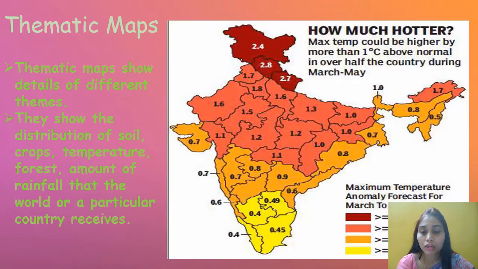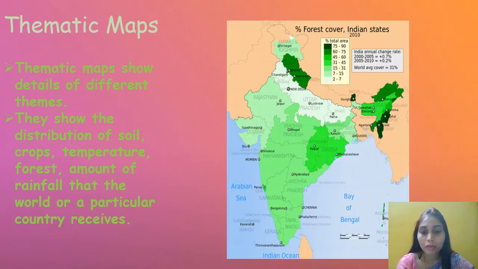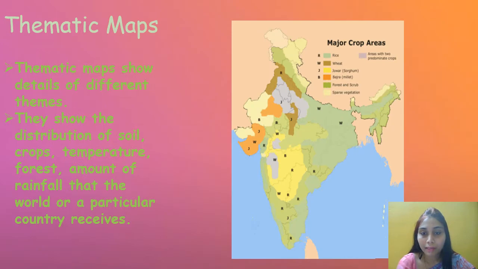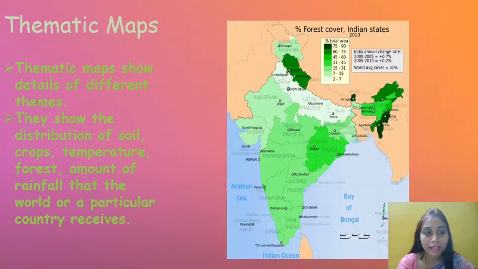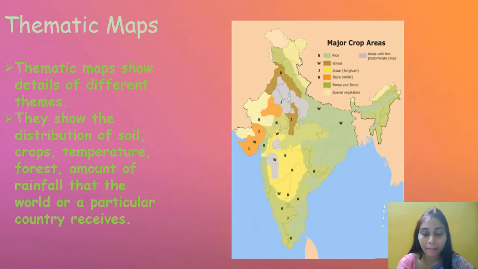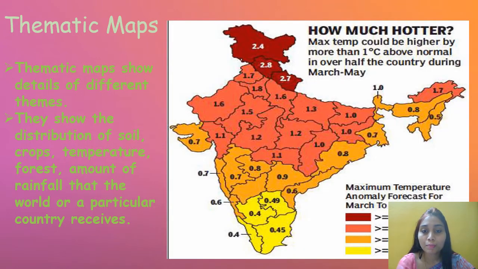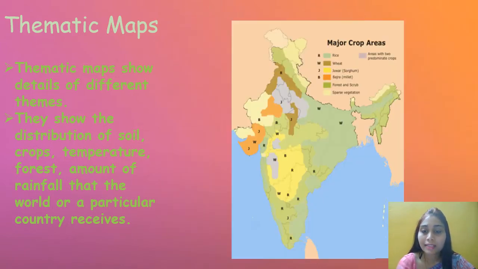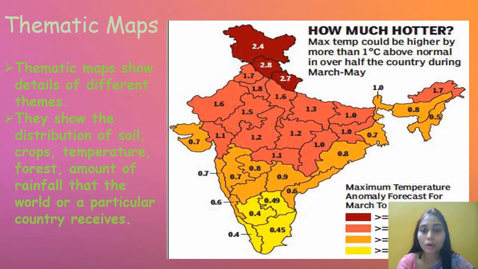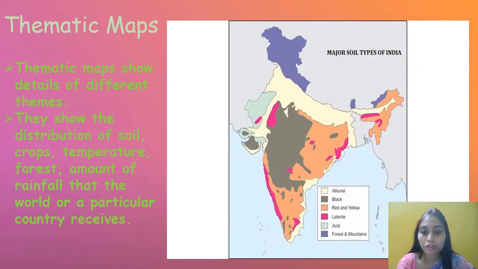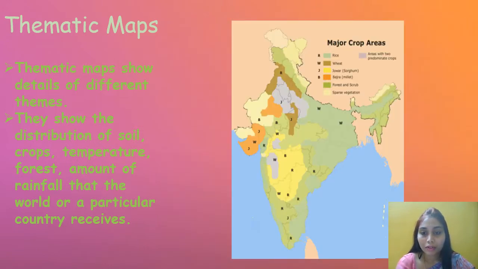So what are the maps we have learned till now? We have learned about physical maps, political maps and thematic maps. Physical maps show the physical features of the earth or an area. Political maps show the borders of a state or a capital. Whereas thematic maps show a particular theme like temperature, climate, soil types, etc.